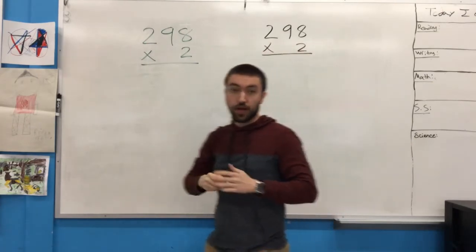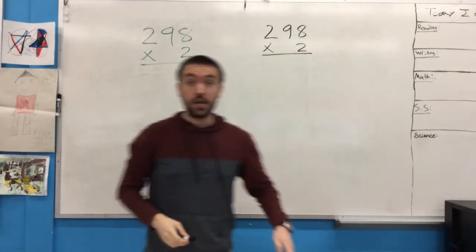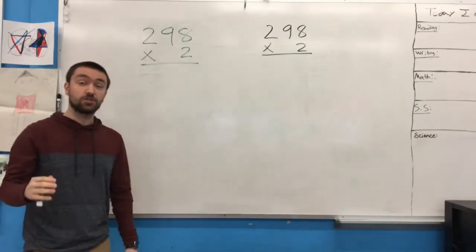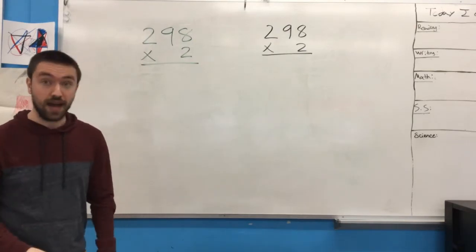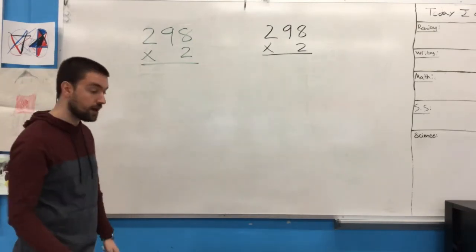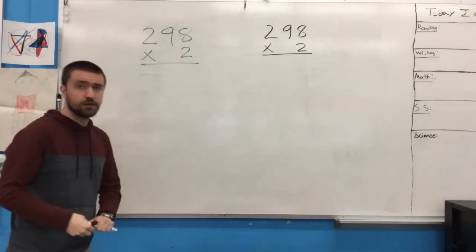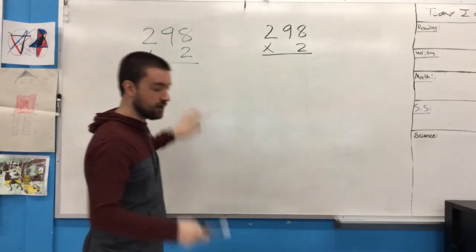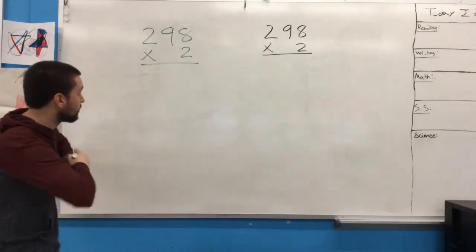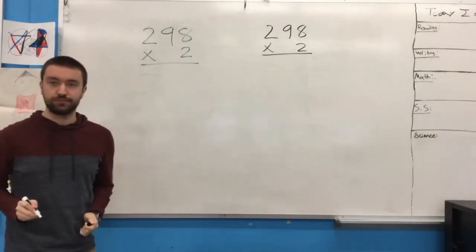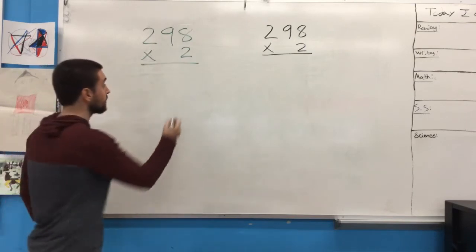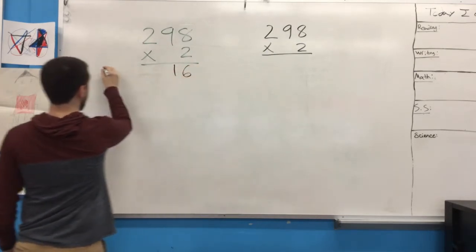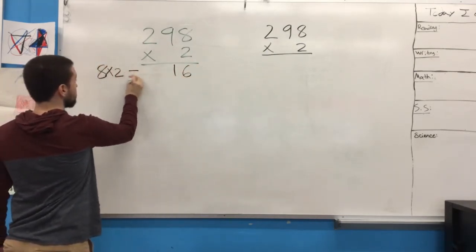Now, I know a lot of you like the partial products, and that's fine. The problem is that when we start getting to bigger and bigger numbers, partial products is going to get super big, super fast. But for right now, it's going to work okay. Partial products means that every time we multiply, it gets its own line underneath. So let's look. 8 times 2 is 16, and I'm going to write this over here to remind myself.